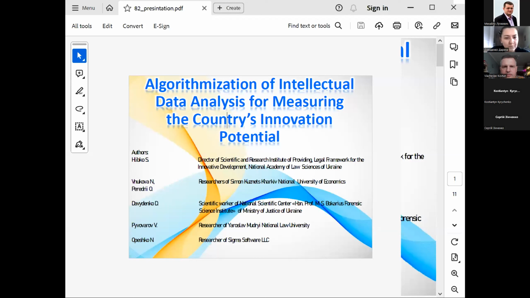Algorithmization of intellectual data analysis for measuring the country's innovation potential. Do we have a presenter? Yeah, we have. Okay, start your presentation, please.